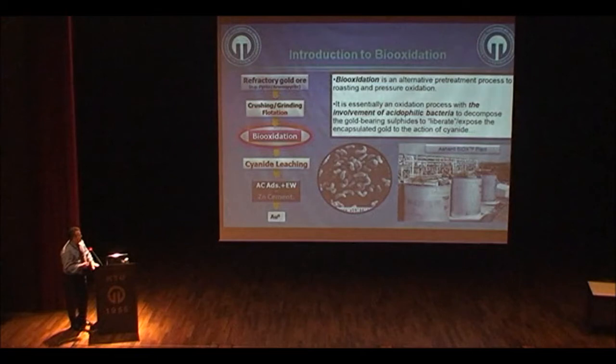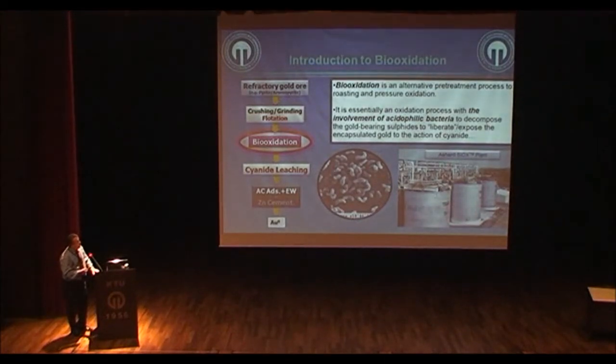And there are many methods for refractory ores. One of them is biooxidation. Biooxidation is an alternative pretreatment process to traditional roasting and more recent pressure oxidation. It is essentially an oxidation process with the involvement of acidophilic bacteria to decompose the sulfide matrix so that the gold is exposed to the action of cyanide in the cyanidation stage. We use the microbes to destroy or to aid the destruction of sulfide.